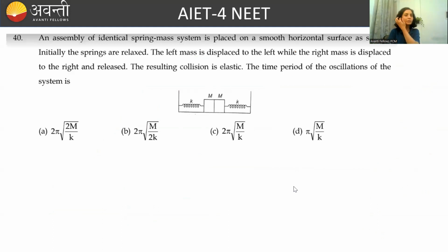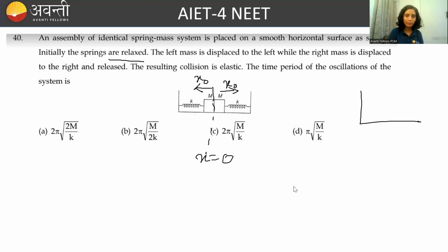Chalo, now let's do this question. There is an assembly of identical spring-mass systems placed on a smooth horizontal surface as shown. Initially the springs are relaxed. So this is the equilibrium position, x equal to 0, and no spring is stretched. The left mass is displaced towards the left, while the right mass is displaced towards the right. Suppose we displaced it by distance x naught in both directions. The resulting collision is elastic. Find the time period of the oscillation of the system.